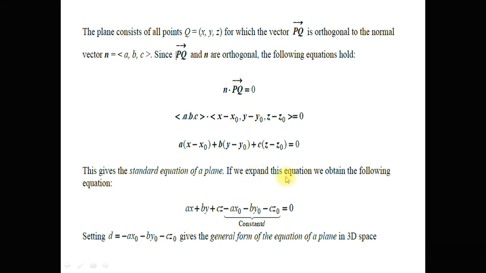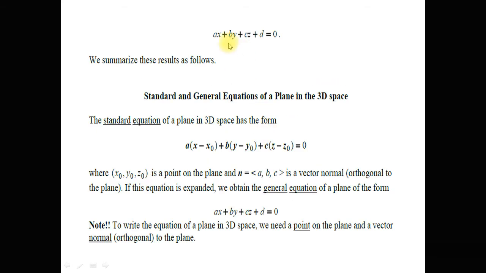If we expand this equation, we obtain the following: ax plus by plus cz is equal to ax naught plus by naught plus cz naught, and suppose this constant is equal to minus d. Then this gives the general form of equation of plane in 3D space: ax plus by plus cz plus d is equal to 0. So we summarize these results as follows: standard and general form of equation of plane in 3D space.